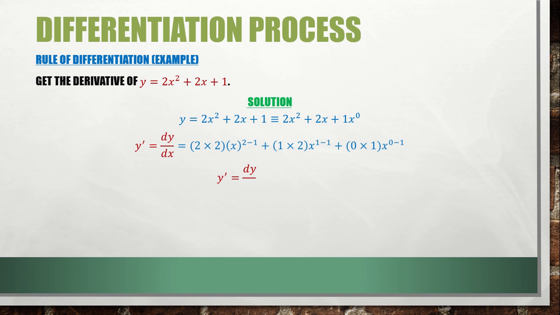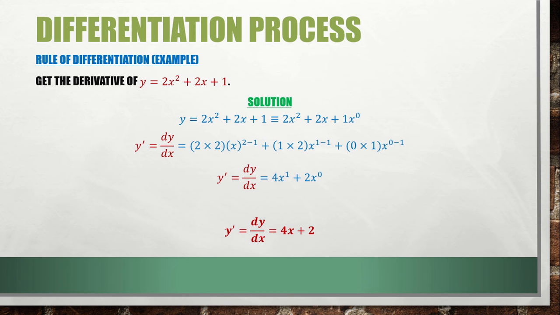The solution here shall be 4x power 1 plus 2x power 0, and anything multiplied by 0 is 0. So simplifying that, we shall get to 4x plus 2. Make sense? I believe it makes sense.